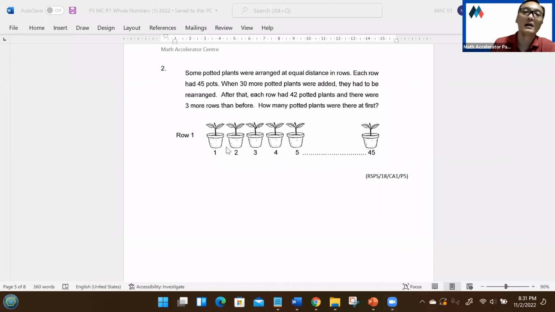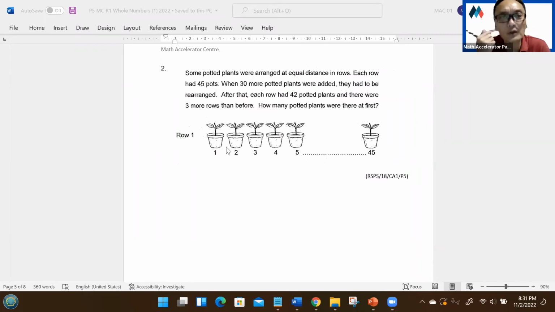All right, I'm going to read the question now. In this question, it says that some potted plants were arranged at equal distance in rows. Each row has 45 pots. When 30 more potted plants were added, they had to be rearranged. After that, each row has 42 potted plants, and there were 3 more rows than before. So how many potted plants were there at first?